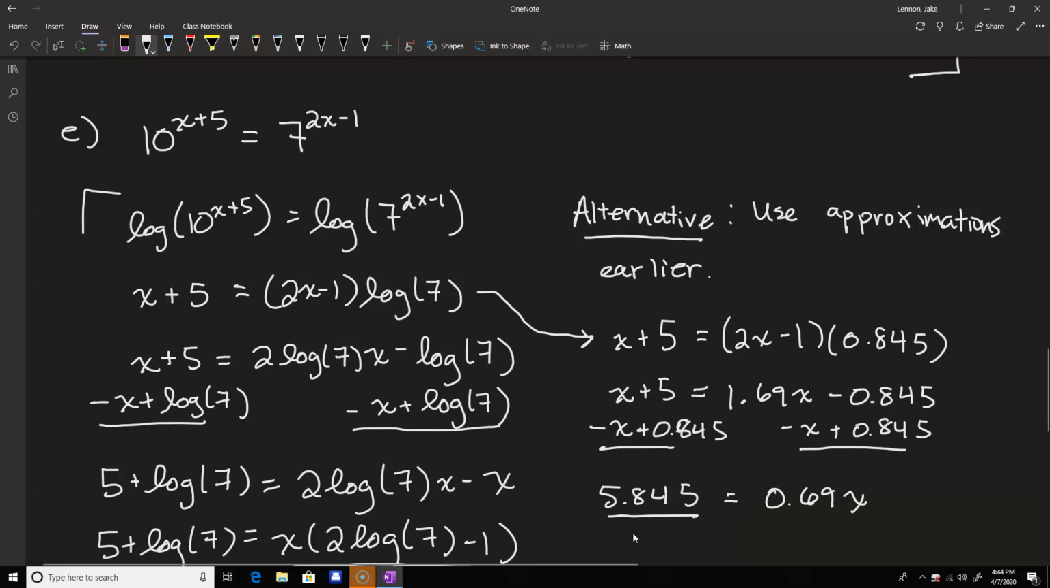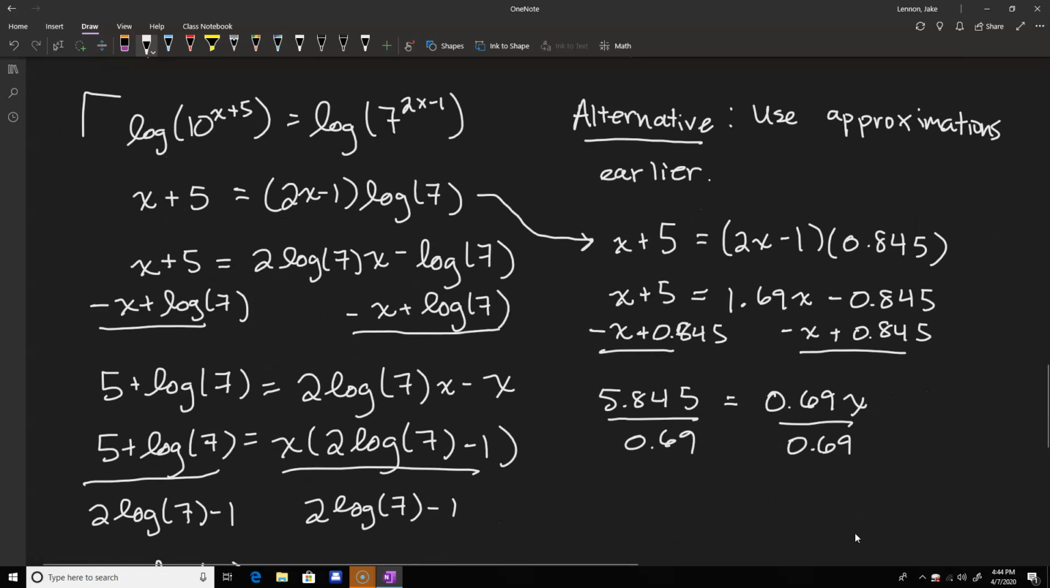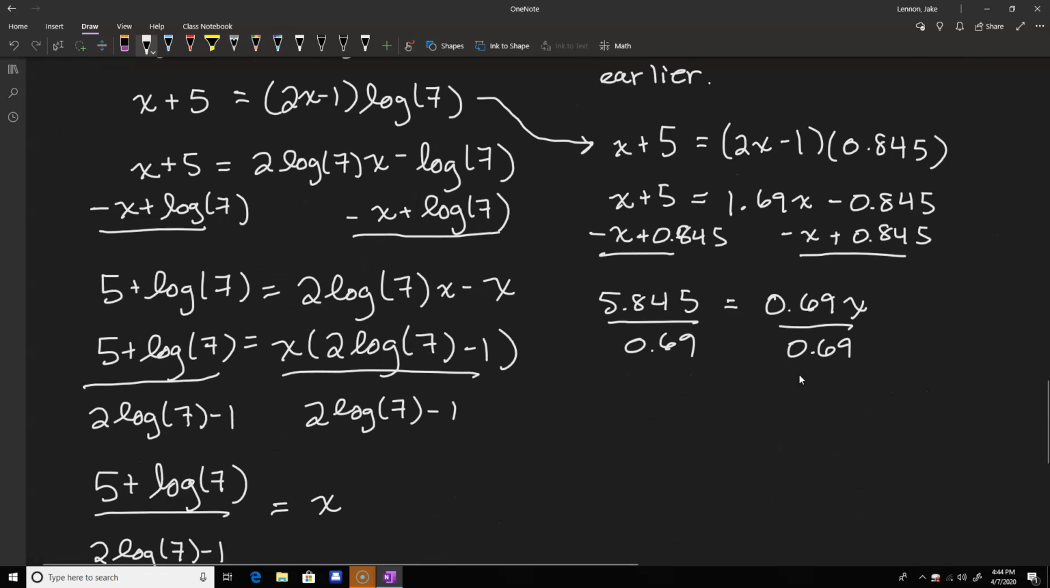So all I have to do now is divide by 0.69, and you'll get the same decimal approximation as your final answer. We'll end up with x is about 8.47.